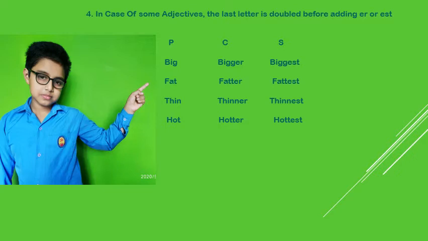Then comes the superlative degree. You can see here that the superlative degree of big here is given biggest. Here you can again observe that the G has been doubled before adding EST. So let's take some other examples also, like fat, fatter, fattest. Then thin, thinner, thinnest. Hot, hotter, hottest.